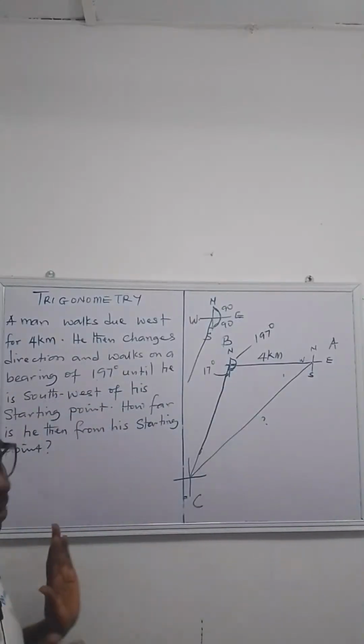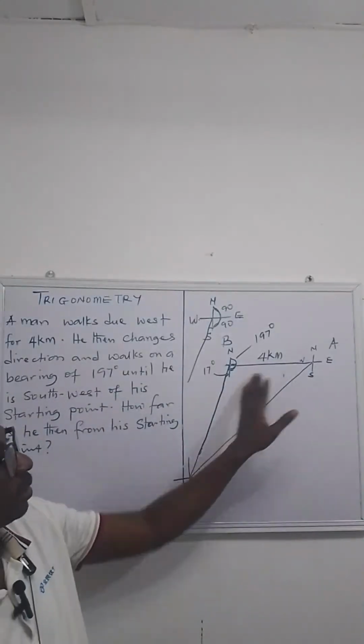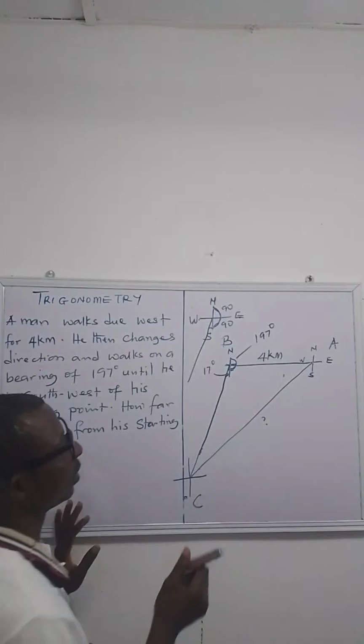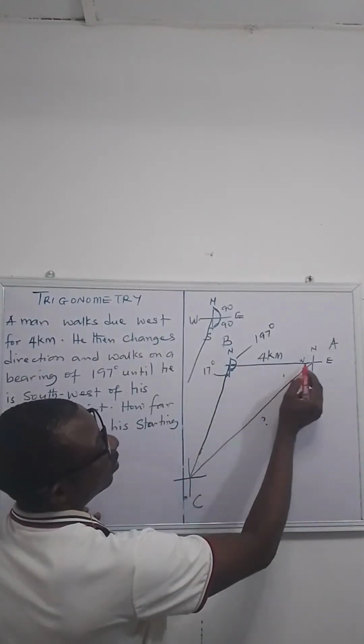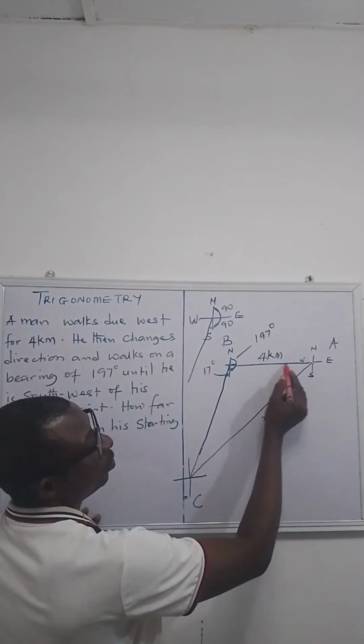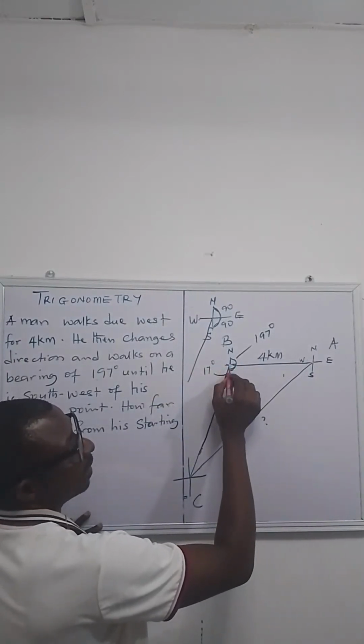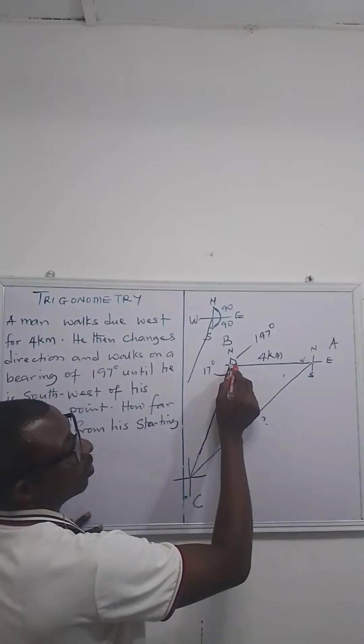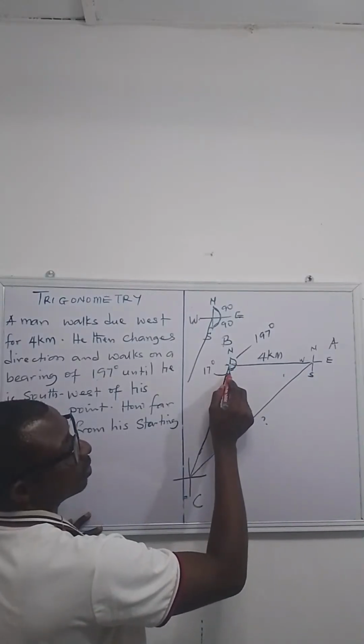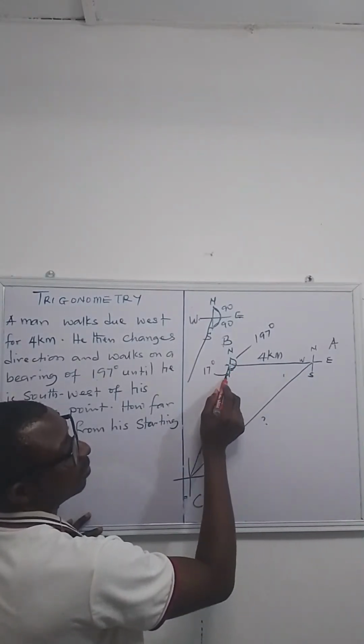The first thing is to find a way of getting the angles here. Because he is moving due west, this is going to be 90. From this east to this south is 90. So we have 17 here.